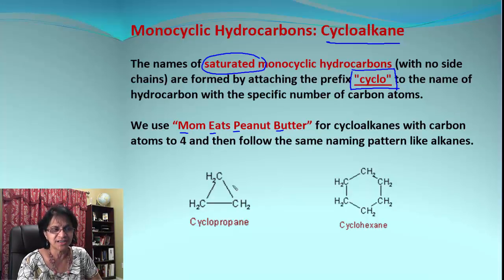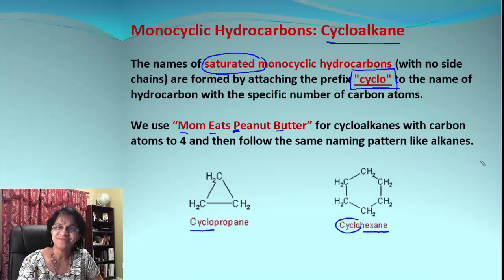So look at this structure. We can clearly see we have 3 carbon atoms that goes with peanut and that's why it will be propane. Since it is ring shaped, we add the word cyclo, so it's cyclopropane. What about this? There are 6 carbon atoms, so that means it is hexa. Since it's an alkane, we put hexane and it's in cyclic form, so we add the term cyclohexane.